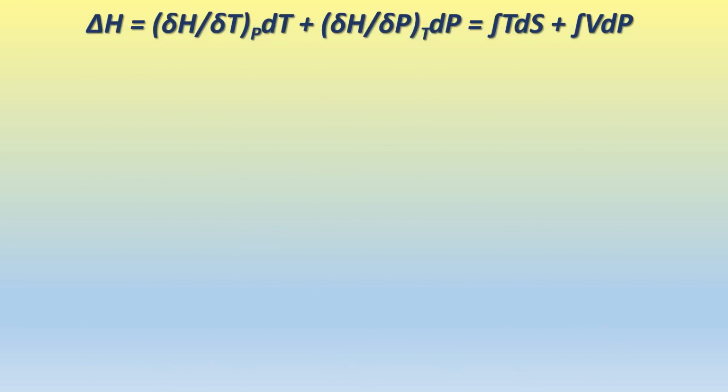So I keep looking at real gases. Enthalpy: TdS plus VdP. The partial of H with respect to T at a constant P, dT, plus the partial of H with respect to P at a constant T, dP. H with respect to T is the definition of the heat capacity.